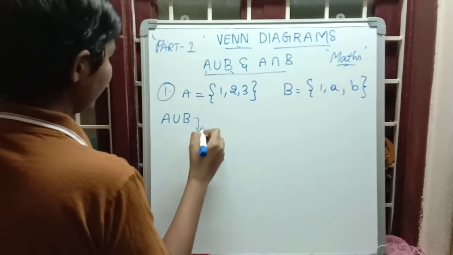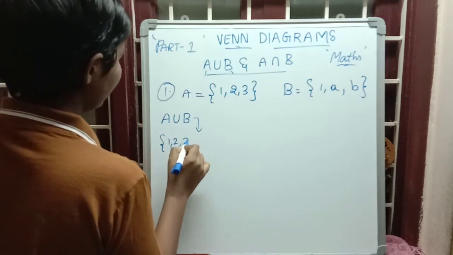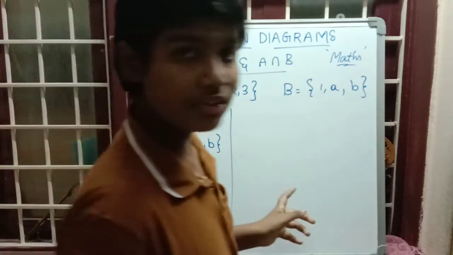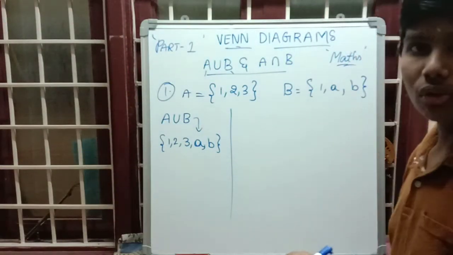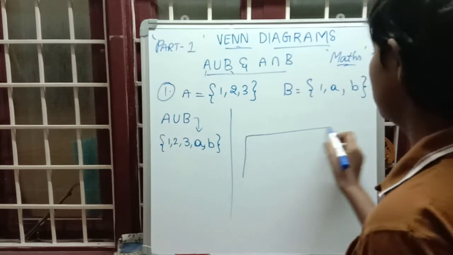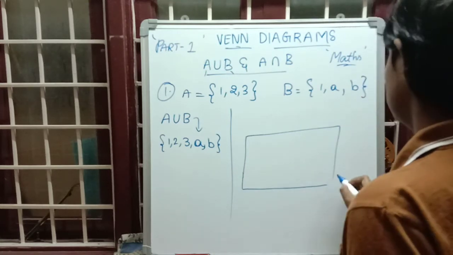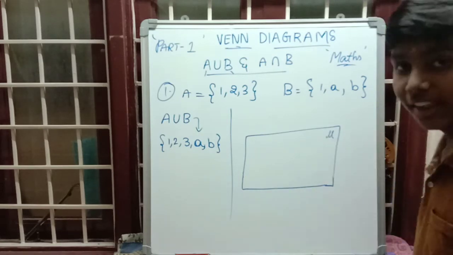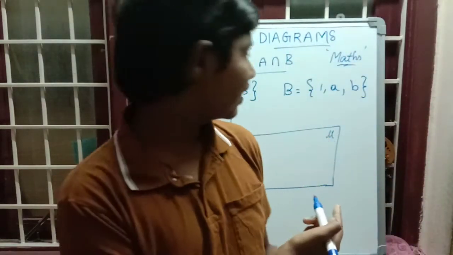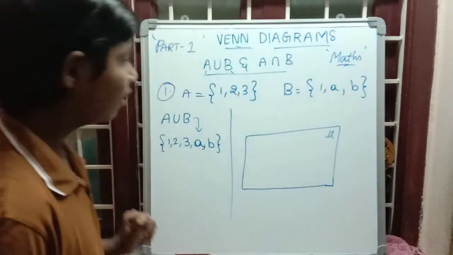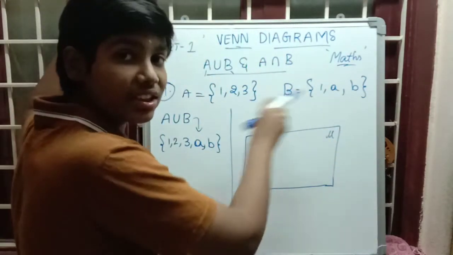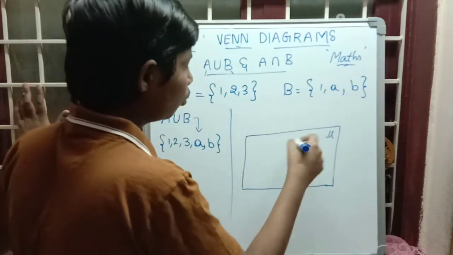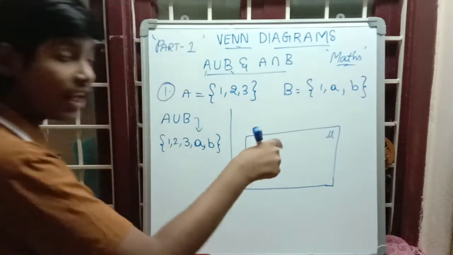This answer, A union B, in roster form we got as 1, 2, 3, a, b. In Venn diagrams we will see it now. First we have to draw the rectangle box, and in it mu. At the top corner we will write the universal set, mu or capital U. Here two sets are given, set A and set B, so we have to draw two circles.